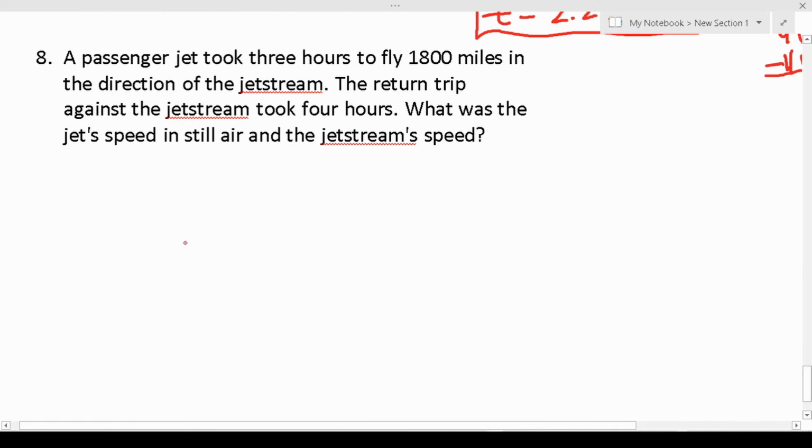All right, question 8 says, a passenger jet took 3 hours to fly 1,800 miles in the direction of the jet stream.